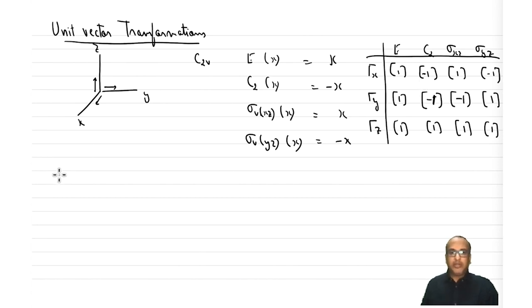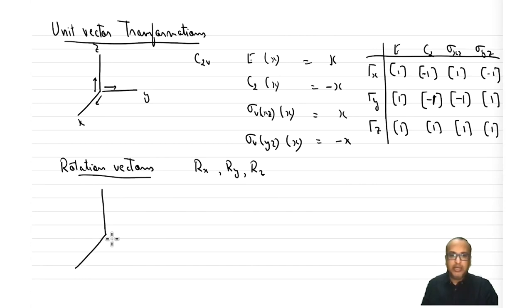So in a similar way, there are also rotation vectors, which can be taken as the basis set. Rotation vectors are denoted as Rx, Ry, Rz. And what are these basically? If I take this x, y, z, these are the rotations. Let's consider this as an anti-clockwise rotation when I'm looking from the positive side of the x-axis towards the origin. This rotation vector is called the Rx vector. Similarly, this will be Ry, and this will be Rz. So in all three cases, I have drawn an anti-clockwise rotation vector when looking from the positive side of the axis towards the origin.